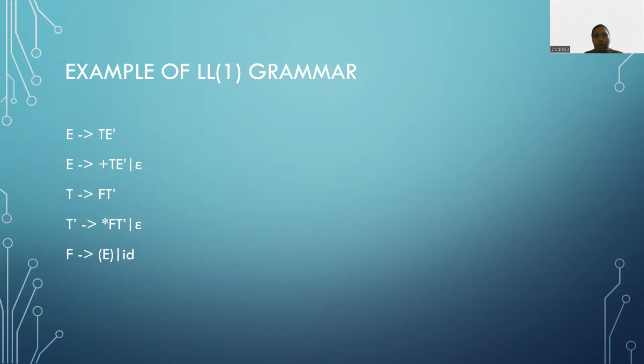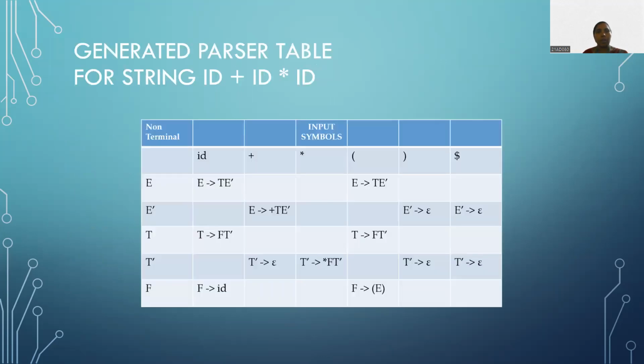And now we'll eliminate the left recursion and we'll get the resultant production. So after finding the first and follow, we are going to generate the parse table. The given parse table has the non-terminals E dash, T dash, and F, and the terminals are ID, plus, star, open bracket, close bracket, and dollar. We include dollar because the end of the string will have dollar.